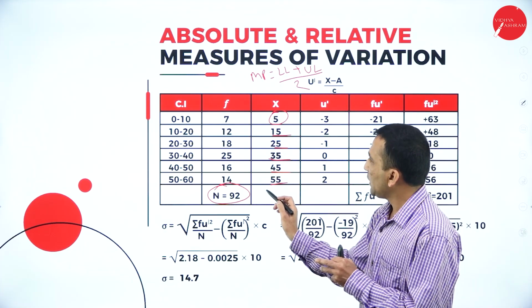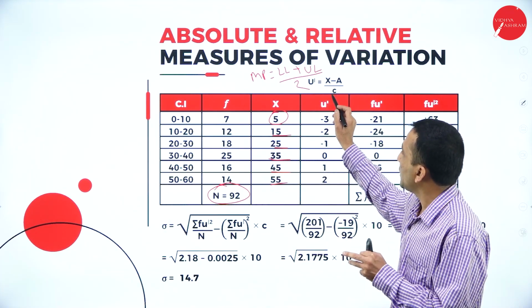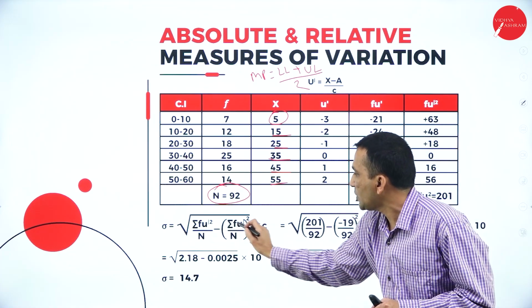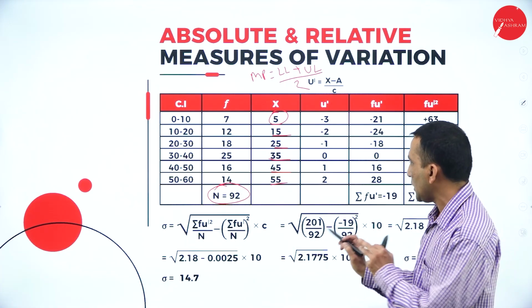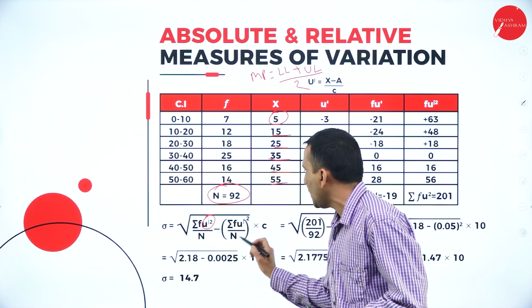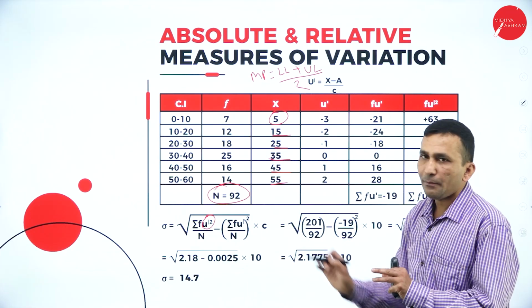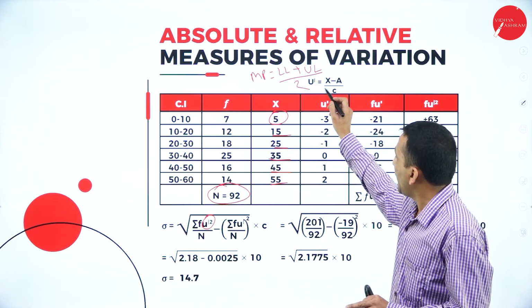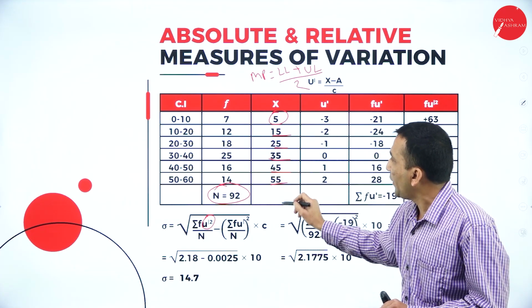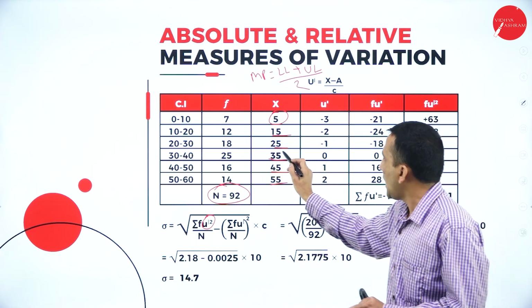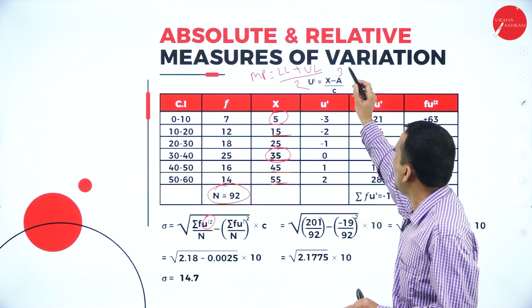Once you have the data, now you need to find u dash, because the formula has u dash and u dash square. So first I am finding u dash. How are we finding u dash? From the x series, the midpoints we got. From this x series, I have assumed 35 as the assumed mean.